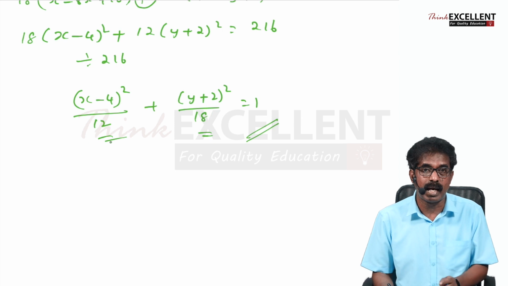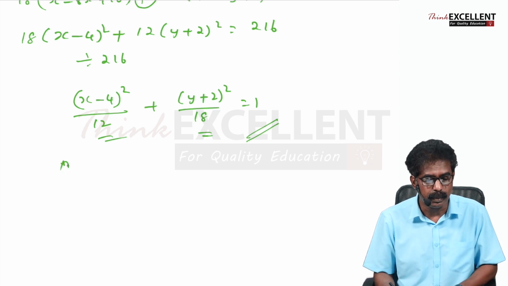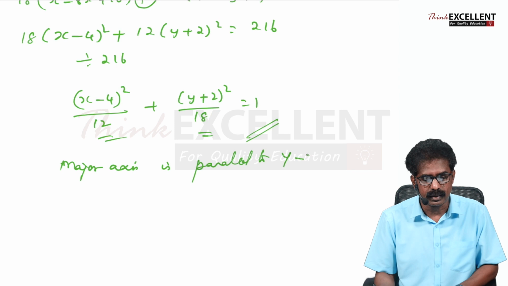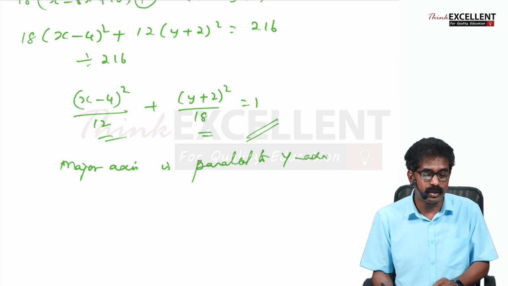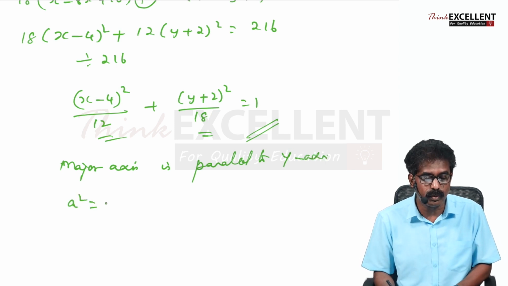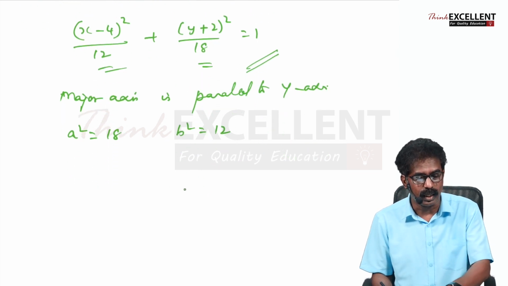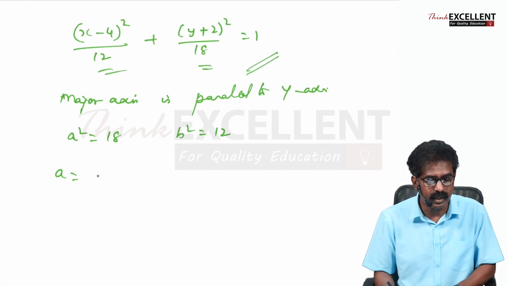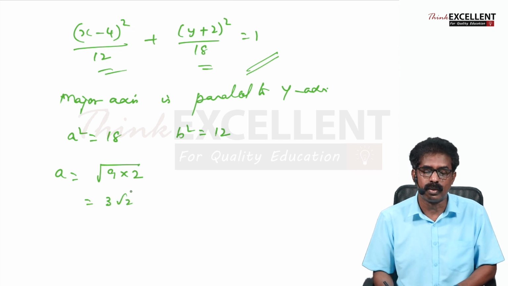Major axis is parallel to y-axis. And a square, b square, you take very carefully. So a square is equal to what? 18 and b square is equal to 12. So here you can find a. How can you find a? Root of 18. Root 18 can be written as root of 9 into 2. So it is 3 root 2. You can do like this.